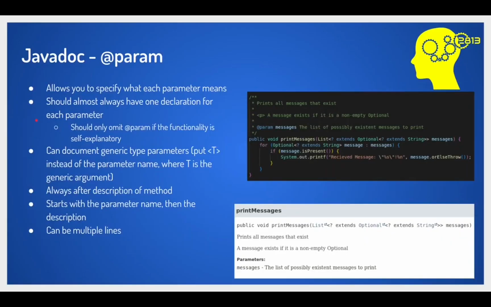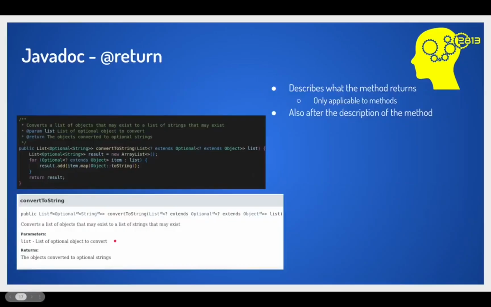So, parameters. You can use @param to specify what a specific parameter means. You should have this for all of your parameters, unless something is really self-explanatory. For example, in this method, you have the parameter messages. So in your JavaDoc, under the description, you're going to put @param, the parameter name, and then describe what the parameter means. These can also span multiple lines. And @return basically tells you what the method returns. This only applies to methods, and it also goes after your description. It'll just say, for example for this method, that it returns the objects converted into optional strings.